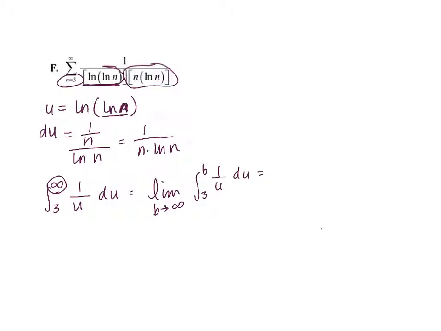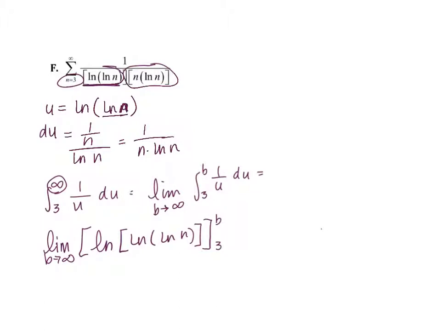We see that's really going to become the limit as b approaches infinity of, and we're going to go natural log crazy here. If I integrate 1 over U, that is natural log, but I'm going to go back and replace U, which was natural log of n. And so notice we've got all of that going on, and so I need one more bracket, and that's going to be evaluated from 3 to b.